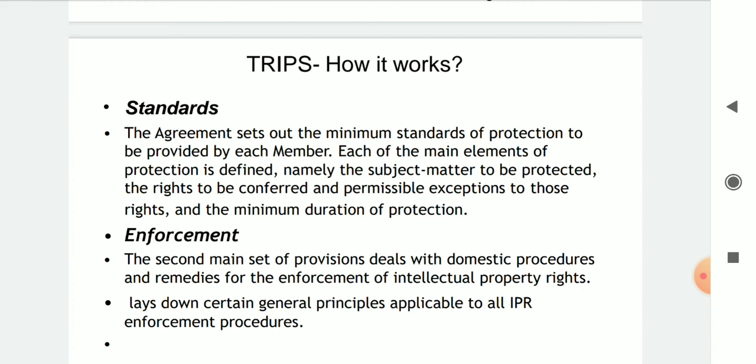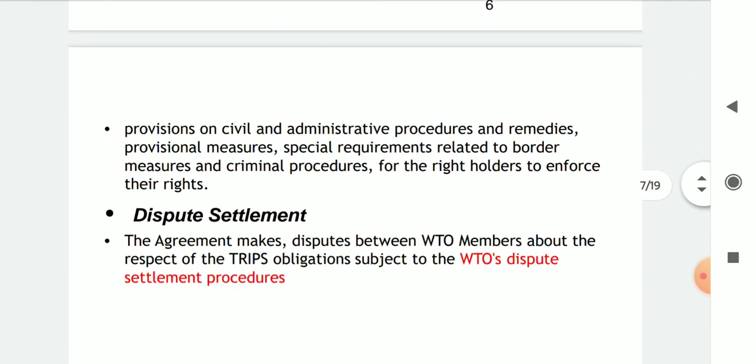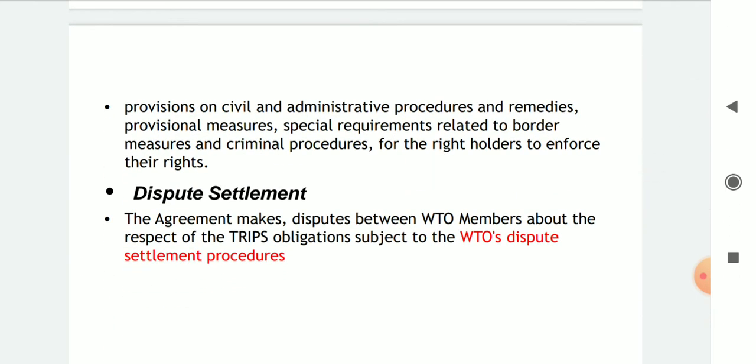Enforcement. The second main set of provisions deals with domestic procedures and remedies for the enforcement of intellectual property rights. It lays down certain general principles applicable to all IPR enforcement procedures. Next, provisions on civil and administrative procedures and remedies, provisional measures, special requirements related to border measures and criminal procedures for the right holder to enforce their rights.